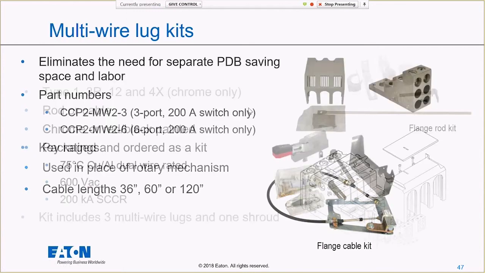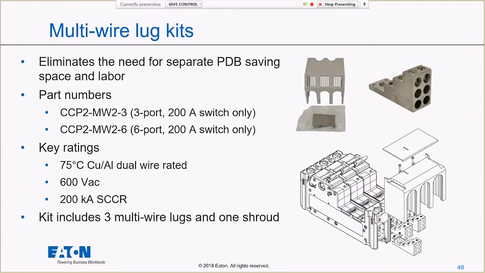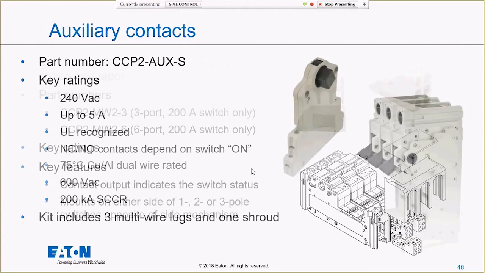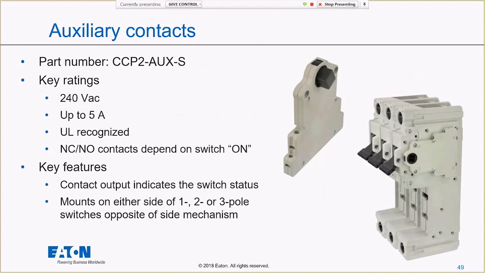And then there's multi-wire lugs available here. So you can get 3 ports per pole for larger wire sizes, or 6 ports per pole for some of the smaller ones. Both of those are available, again with a finger safe cover on top of it. That shroud comes with the lugs when you get them, so you don't need to order it separately, and you get 200 kA short circuit current rating even when you use those. That's true for any amp rating of these.